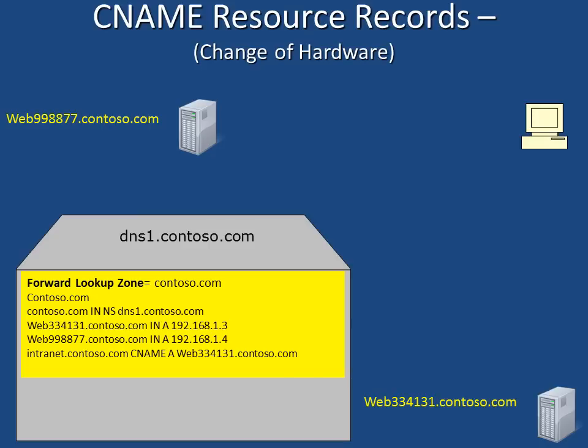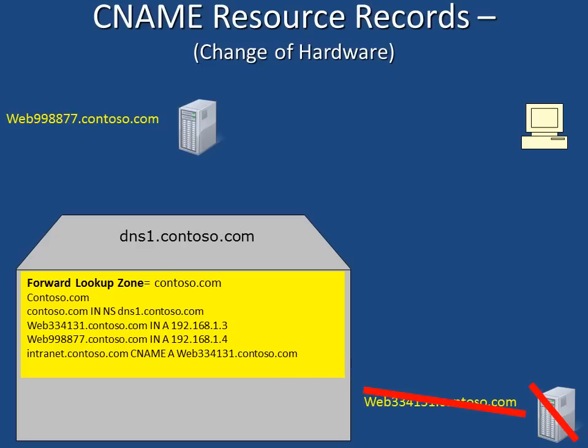So this is the same sort of scenario here, but we've got a bit of a change. This server down the bottom here has been taken offline for whatever reason. So someone's gone into the zone, and they need to now change the CNAME record so that it points at the other web server. At the moment it's pointing at web 334131.